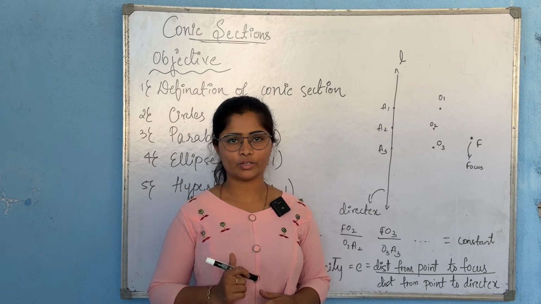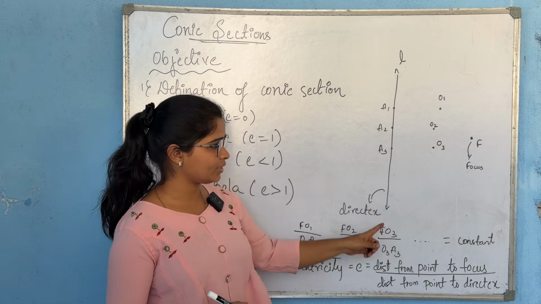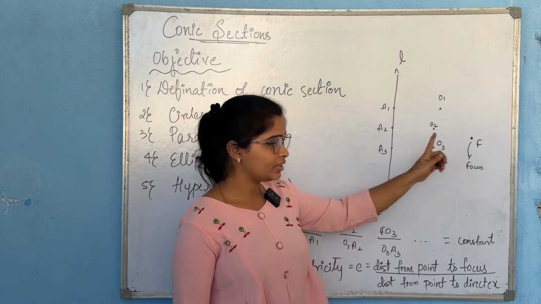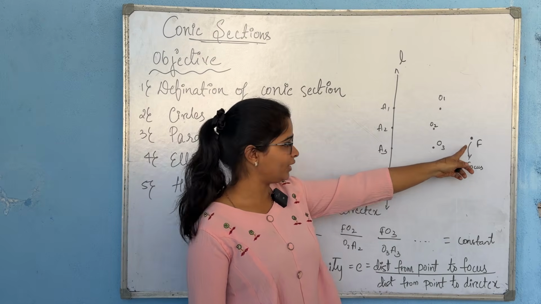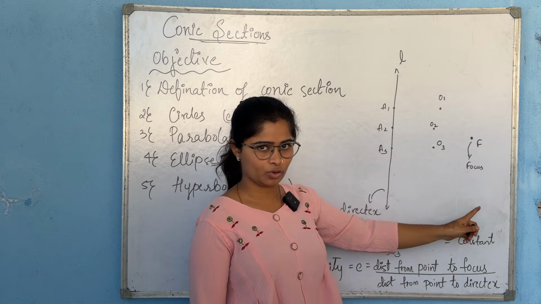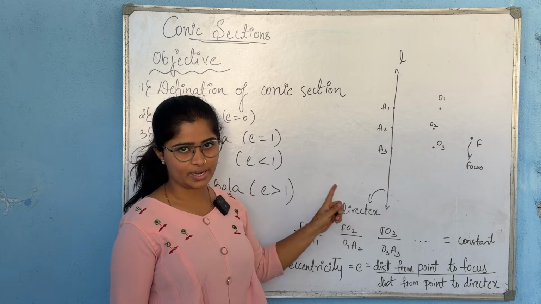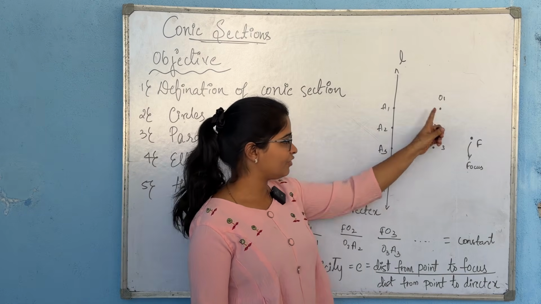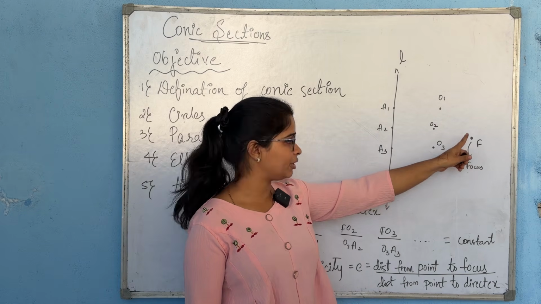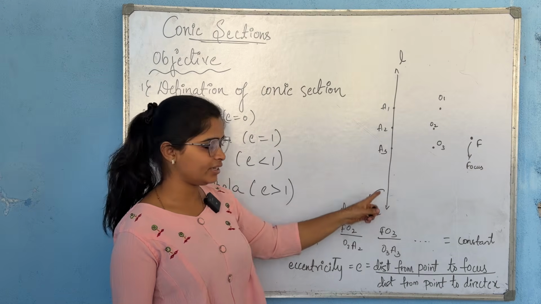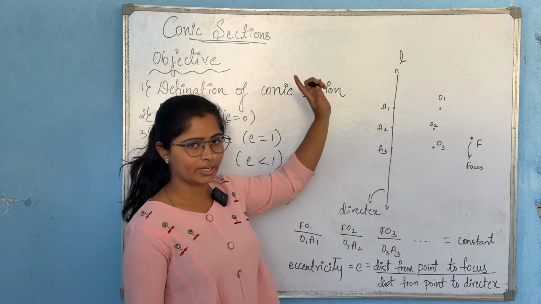Here we need to concentrate on 2 points. The one will be directrix and another one will be focus. These both are fixed, that is the point is fixed. The fixed point is called as focus, and the fixed line is called as directrix. I am saying it again, the fixed point is called as focus, which I am denoting as F, and the fixed line is called as directrix, which I am denoting as L.